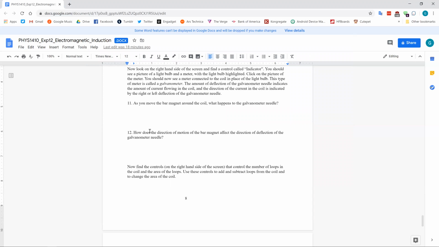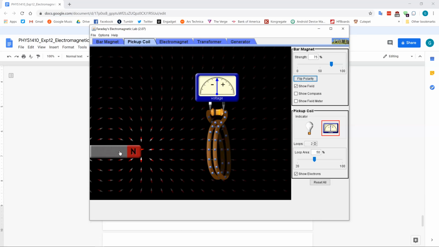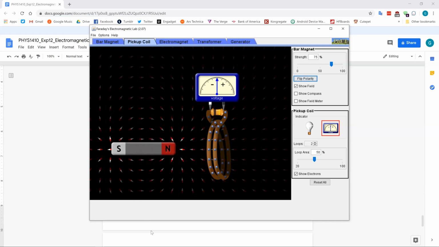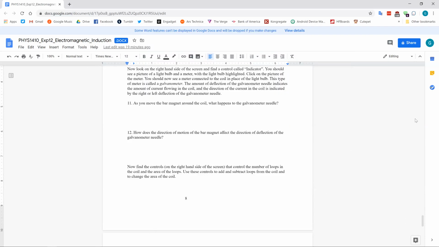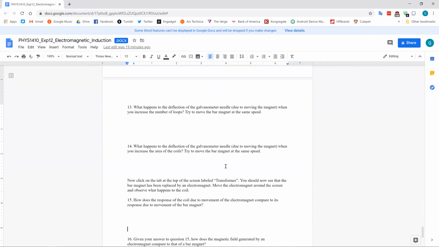So you get asked about what happens and then whether the direction of motion influences it. That's just saying, when I move the north toward or away, does that change my deflection? The next questions are dealing with the controls at the bottom. Scroll all the way down.